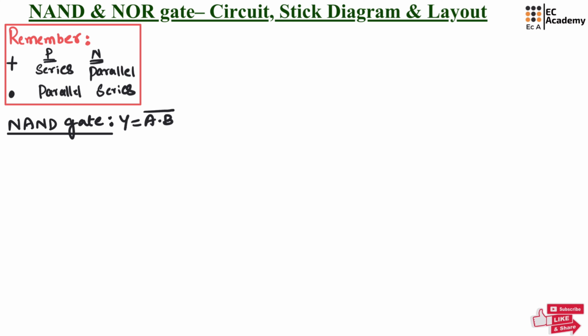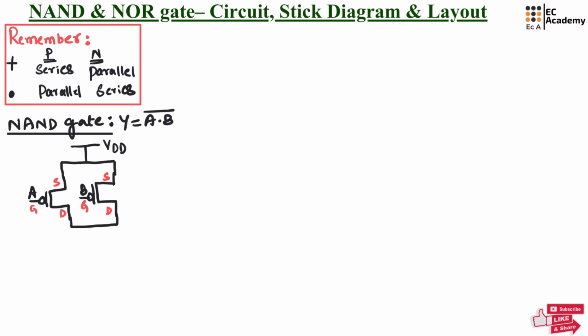To write the CMOS circuit, to represent A, let us take a PMOS and let us take one more PMOS in parallel, and let us represent these two as A and B. Let us write the terminals: source, gate and drain, source, gate and drain. Now, the source terminals of these two PMOS are connected to VDD, and the drain terminals are shorted and will be connected to the output.